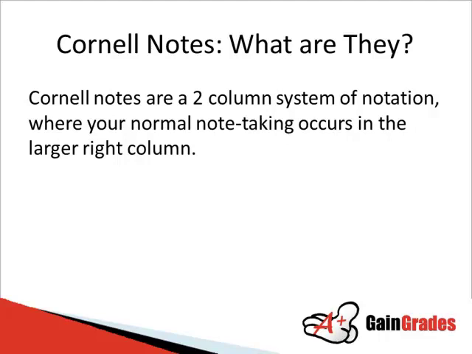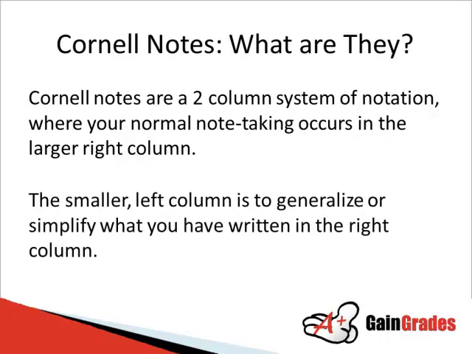Well, Cornell Notes are a two-column system of notation where your normal note-taking would occur in the larger right column you create. And the smaller left column is to generalize or simplify what you've written in the right column.